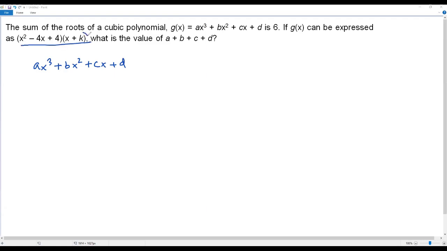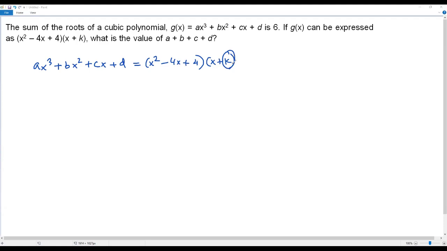Since g of x can be written in this factor form, it can be equated to the cubic polynomial given over here. Then we get x squared minus 4x plus 4 times x plus k. So the expression we have on the left side and the expression we have on the right side are both equal to g of x, so I equated these two expressions. Okay, now my aim is to find the value of this constant k.